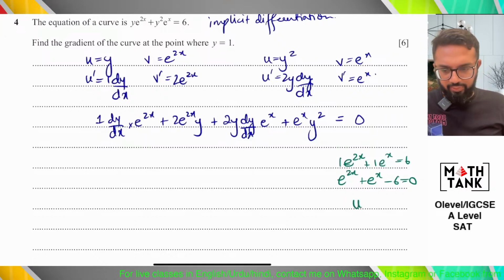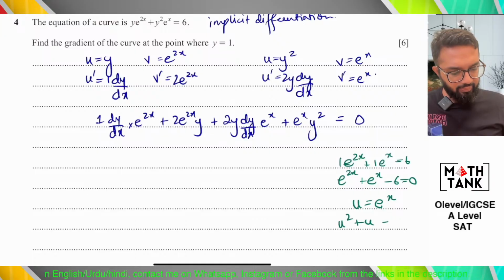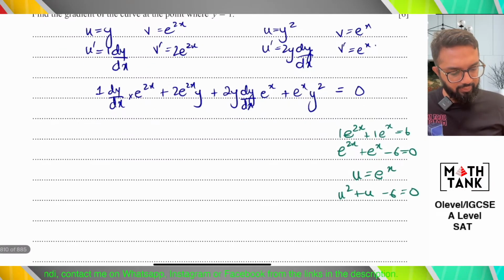This has to be a substitution. u equals e power x, so u squared plus u minus 6 equals 0. u is therefore either minus 3 or 2. e power x cannot be minus 3, so e power x has to be 2.